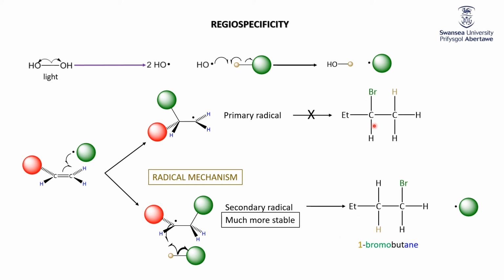We didn't make any of the 2-bromobutane because in this case the 2-bromobutane would have come from the much less stable primary radical. Markovnikov hydrobromination, that's what you see in A-level. Anti-Markovnikov hydrobromination using peroxide with light as an initiating step for the reaction, thus the reaction goes through a radical mechanism.